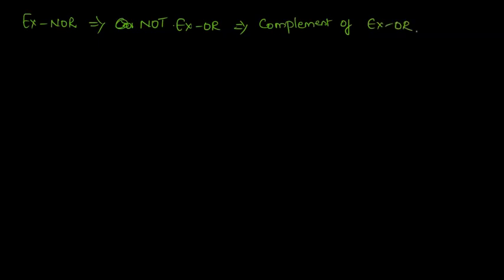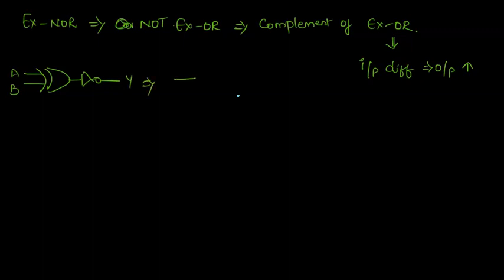Okay, what is the condition for this XOR? If the inputs are different, then output is high. That is XOR. That means the complement of this. Other than this case, this will be high. Okay, so XNOR can be represented as this with a NOT gate.